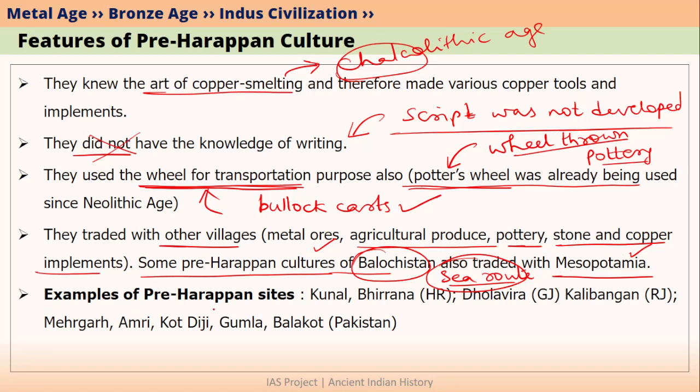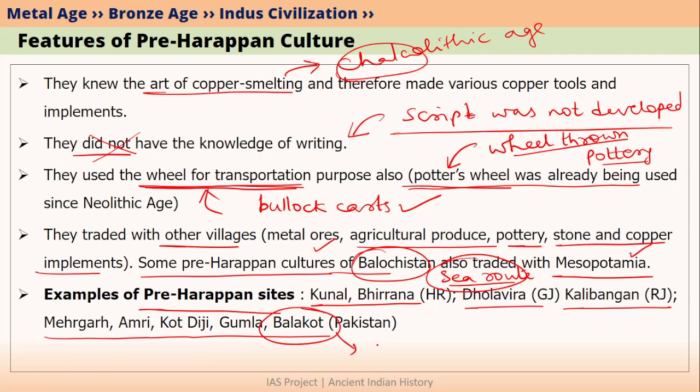If we talk about examples of some of the pre-Harappan sites, in Haryana, we have Kunal and Birana. In Gujarat, we have Dholavira. In Rajasthan, we have Kalibangan. In Pakistan, we have Mehergarh, Amri, Kot Diji, Gumla and Balakot. This Balakot is not the Balakot where the Indian Air Force conducted airstrikes. This Balakot is actually present in the southern part of Pakistan. And the Balakot where the Indian Air Force conducted the airstrike is present in the northern area of Pakistan.